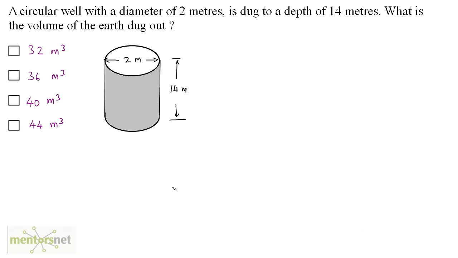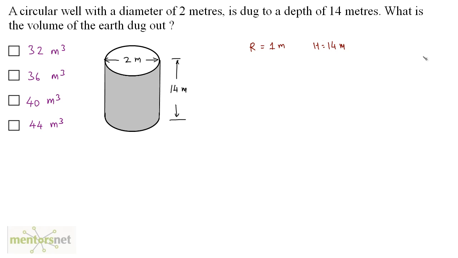A well is basically a cylinder, and you have been given the diameter of the cylinder, that's 2 meters. So I can say that radius is equal to 1 meter, because radius is half of the diameter. And the depth of this well, that is the height of the cylinder, is given, that's 14 meters. So h is equal to 14 meters.